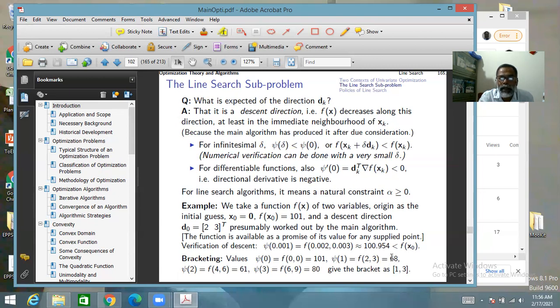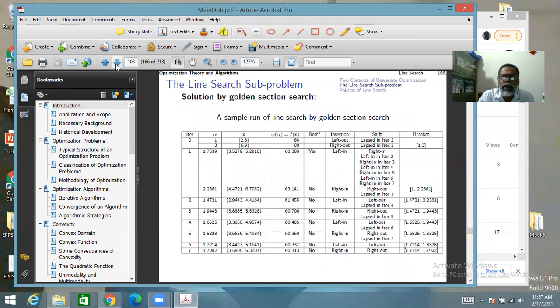So we got the bracket. Psi 1, psi 2, psi 3. Going downward, then upward. Okay. So the bracket we have got, and then we use one of the methods. In this case, I have used golden section search. Something else also will do.